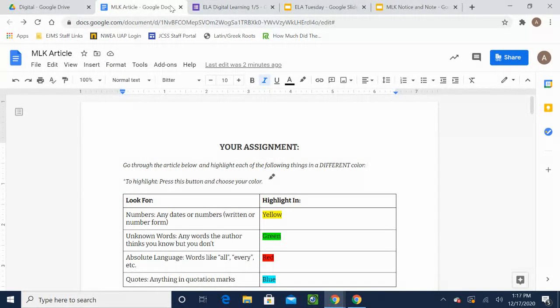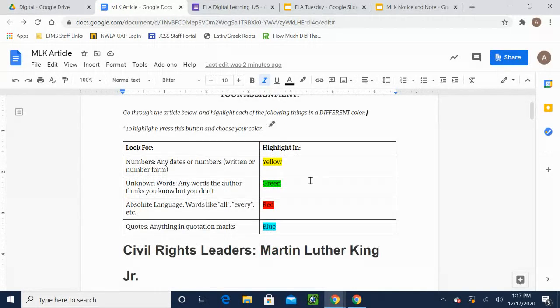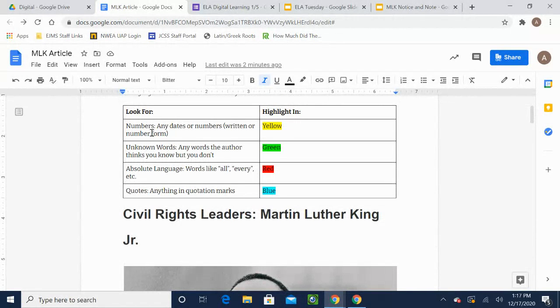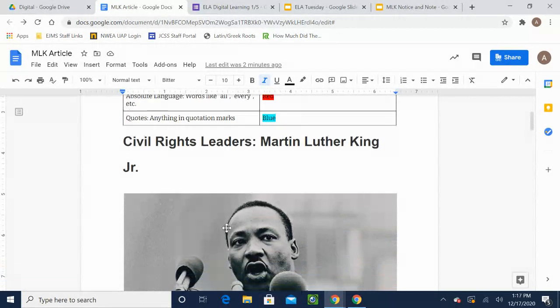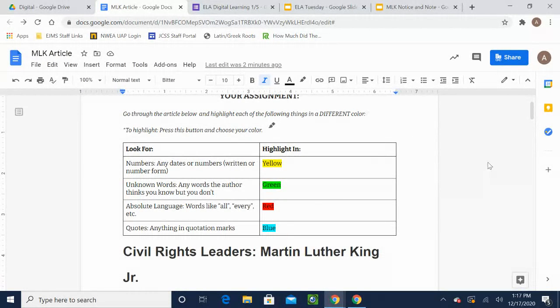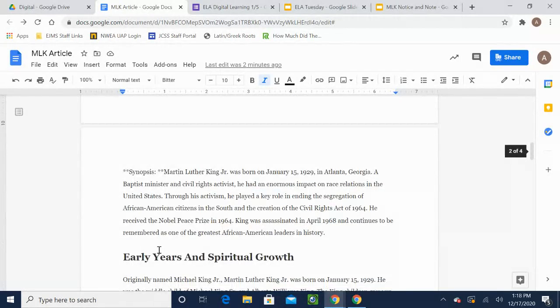So your assignment says you're going through the article below and highlighting each of the following things in a different color. As you go through this article, you are looking for these 4 things. Think of it as a scavenger hunt, okay? You do not have to read it through the entire time. You can skim, and every time you see something that you're supposed to be highlighting, you can stop and highlight it. This will take you a good bit to get everything that you need. Think of it like a scavenger hunt. You're trying to find as many examples of each of these things as you possibly can in this article, okay?